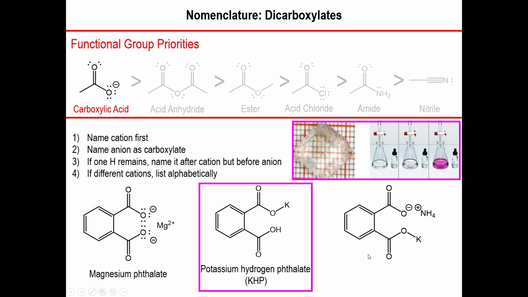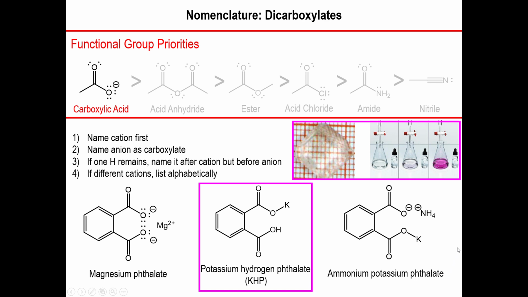Okay, and then one last example. Here we have different cations. So we have NH4 plus, and then we have K for the two carboxylates. So here you have to go alphabetically. NH4 is known as ammonium, and K is potassium, right? So A goes before P, so they should be named ammonium, potassium, and then phthalate.